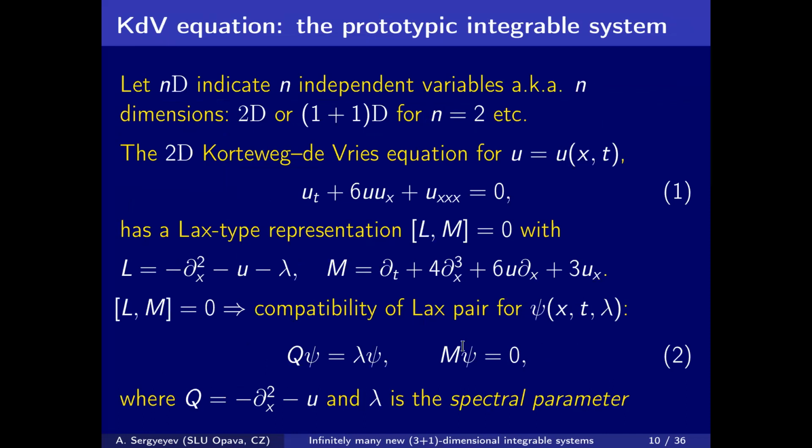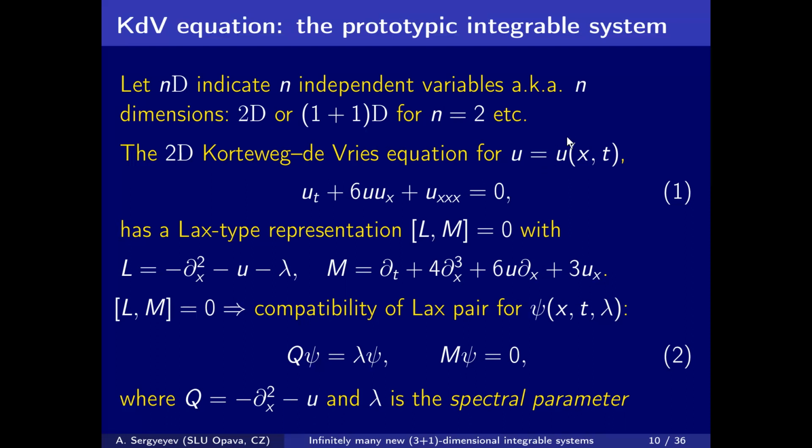So let's look a bit closer at this prototypic example of the KdV equation. But before that, let's introduce the following convention. Let nD indicate n independent variables, or n dimensions if you like. So 2D or 1 plus 1 stands for the case of two independent variables, and so on.